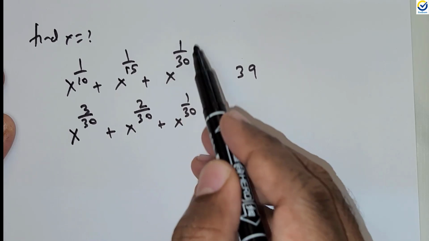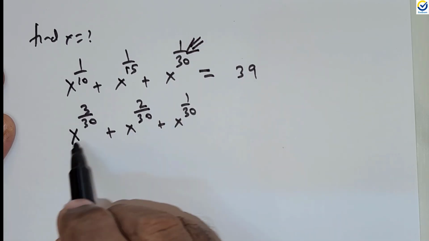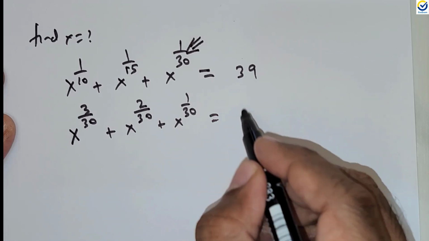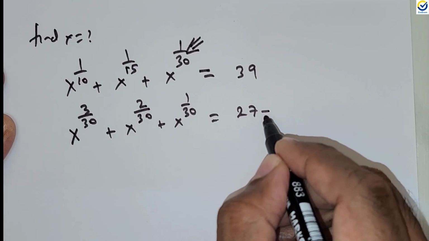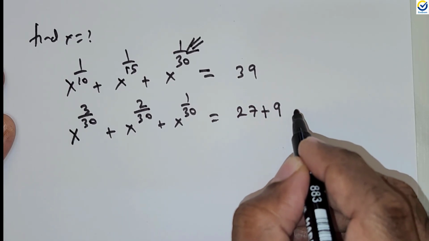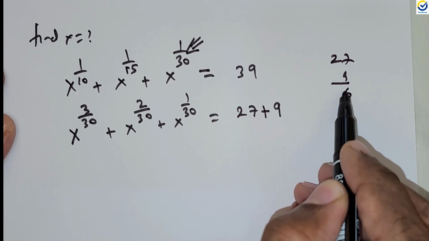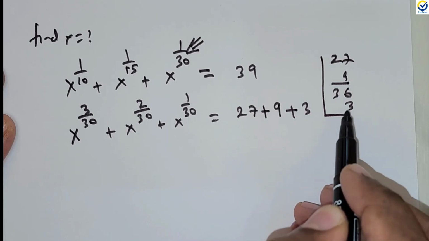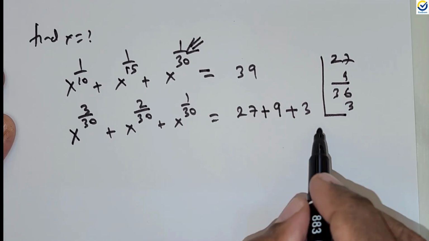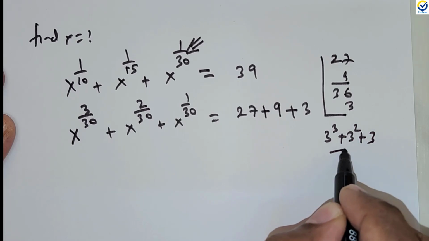So the clue is you need to rewrite everything with this power. That's exactly what I have done here. Now 39, I want to divide as 27 plus 9. So 27 added to 9 gives 36, so there's 3 remaining, so 3 goes there. I'm splitting it as 3 cubed plus 3 squared plus 3.